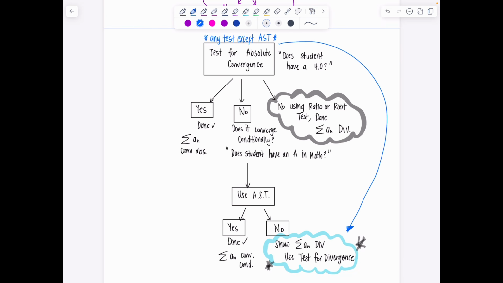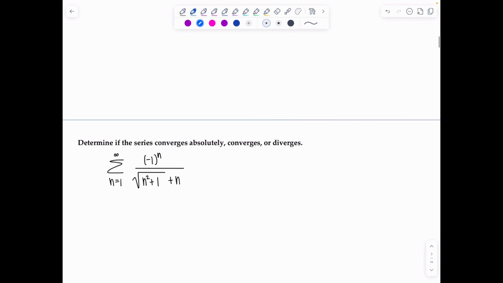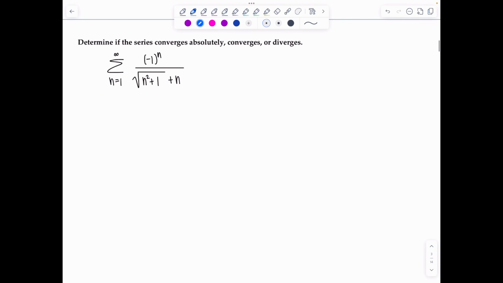I have some examples that we did in class, and I'm going to work through them again with you guys here. Okay, determine if the series converges absolutely, converges. When it says just straight up converges like this, it's conditionally, okay? Or if it diverges. Okay, what should I test for first? I want to test for absolute convergence first, okay?